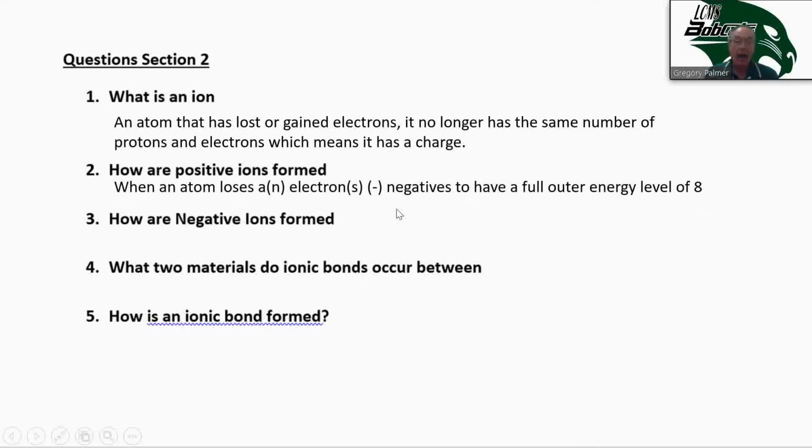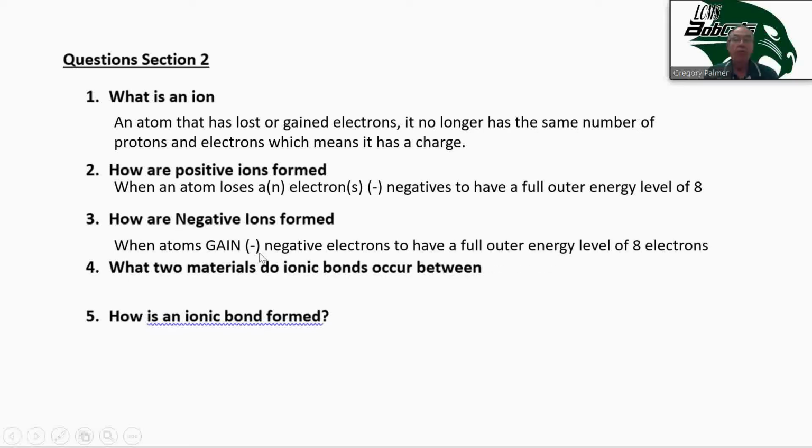So how is a positive ion formed? When an atom loses an electron or electrons, which are negative. So it's losing negatives, and it has a full outer energy level of 8. So when it loses those negatives, it becomes a positive. And how are the negative ions formed? Well, they're formed when atoms gain negative electrons, to have a full outer energy level of 8.